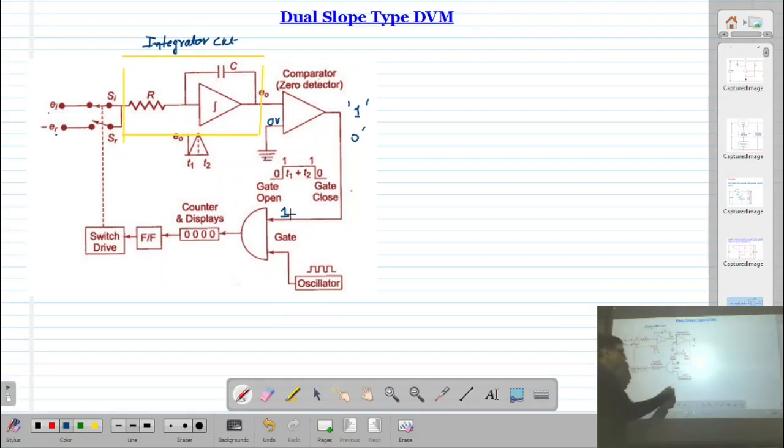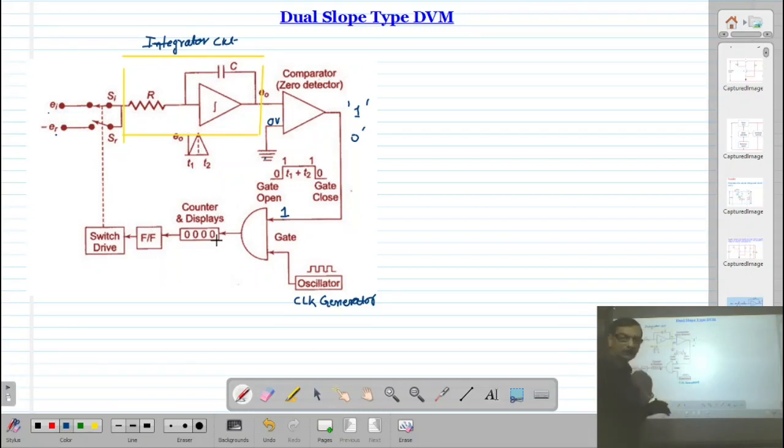The other terminal of the gate is where we are connecting an oscillator. Oscillator means it is a kind of clock generator. And this clock generator is generating square clock pulses. So when this is high, then only the clock pulses will pass through this AND gate. Or you can say the gate is open. It is given to a counter.